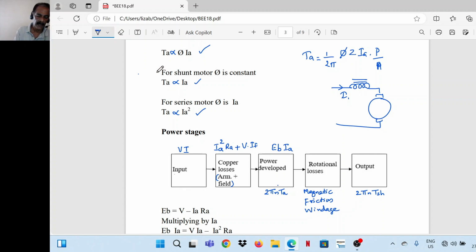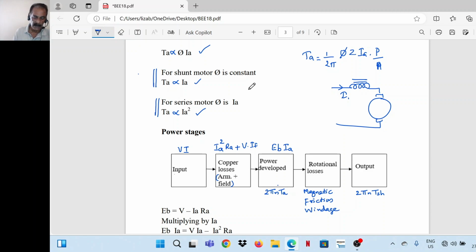So these are the relationships for shunt motor and series motor. For a shunt motor, torque is proportional to armature current, and for a series motor, torque is proportional to the square of the armature current till the field poles are saturated.